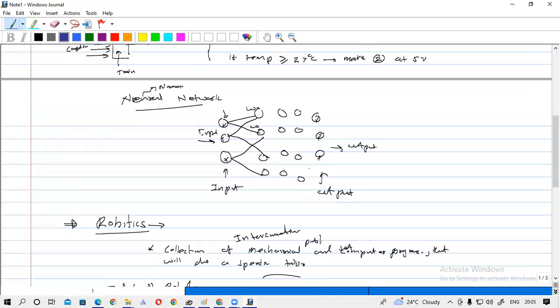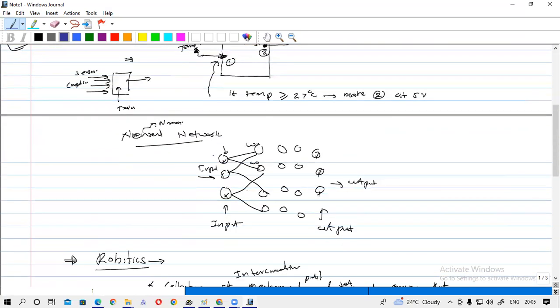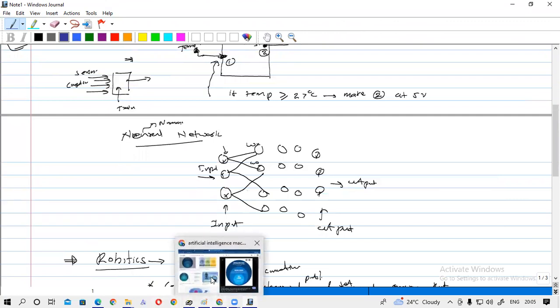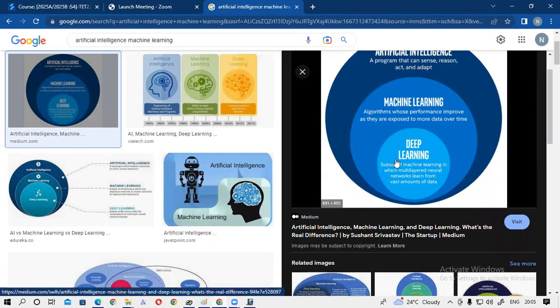And maybe these are not proper definitions, but I just want to give you an idea. That is why I explain in this way. So you can refer to the internet if you need more reference.